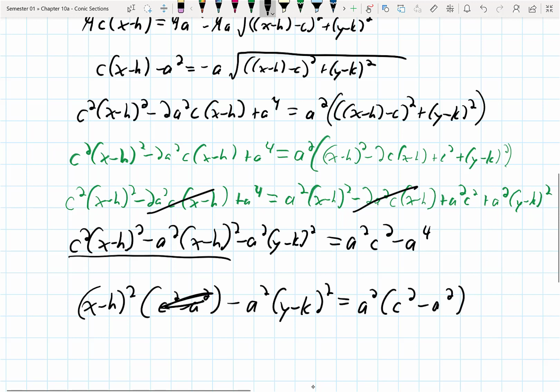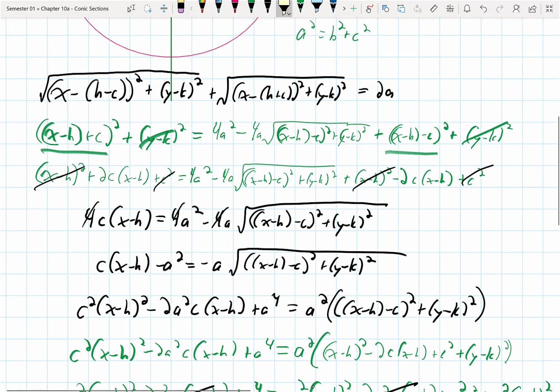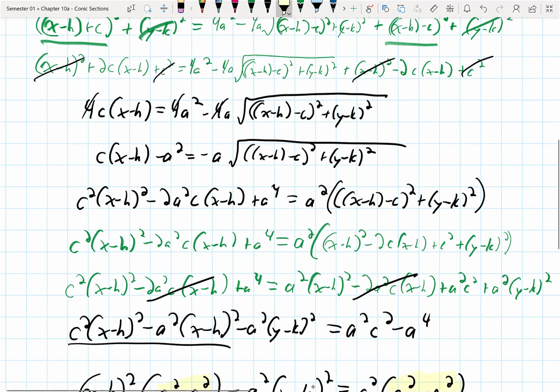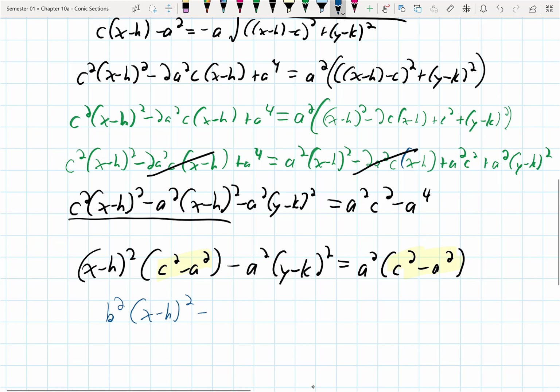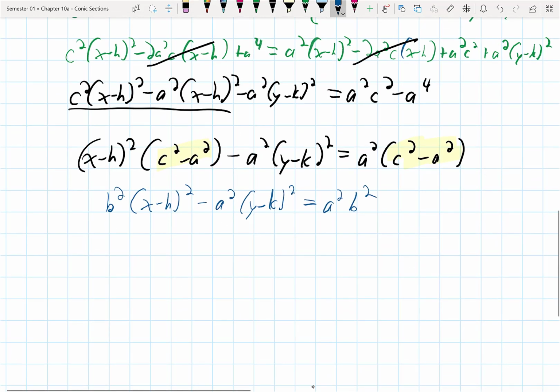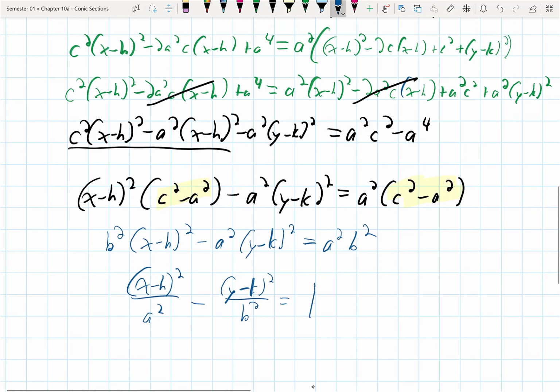Why is that valuable? Because, according to one of our original conditions way up here, c squared minus a squared is equal to b squared. So I get b squared times x minus h squared minus a squared times y minus k squared is equal to a squared b squared. And if I divide both sides by a squared b squared, I'm going to get x minus h squared over a squared minus y minus k squared over b squared is equal to 1.